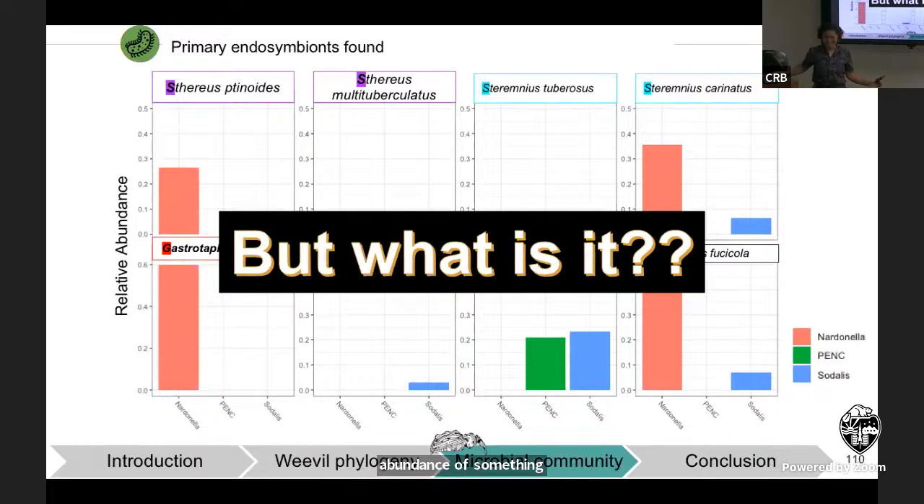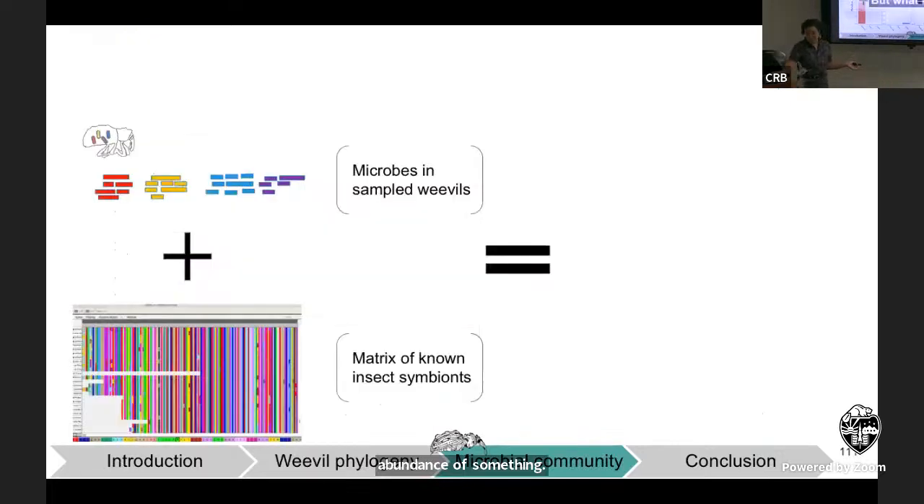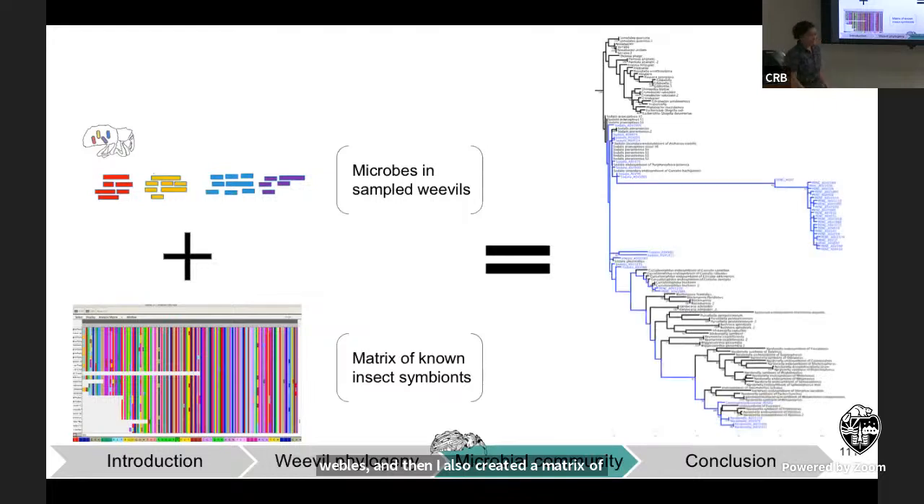But what is it? I found something cool, and I didn't know what it was. I knew it was in high relative abundance, and I knew the naive Bayesian classifier was calling it Herculeonophilus. Remember the foreshadowing from before. So what is it? I took the microbes I found in my sample weevils, created a matrix of known symbionts of weevils, and, my favorite thing, made another phylogenetic tree.